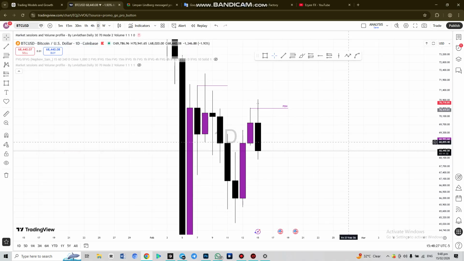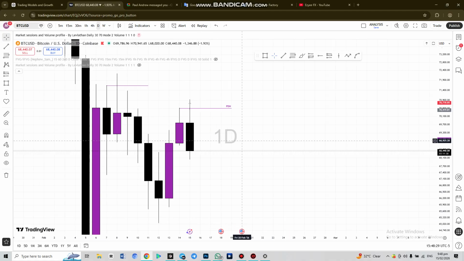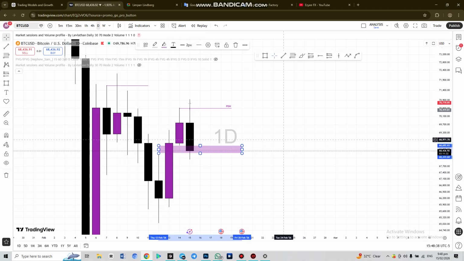Immediately there is a sweep of the previous day high, okay, the reversal wants to happen now. So my target was here, this daily fair value gap. This daily fair value gap was my target. Then you see everything was met perfectly.